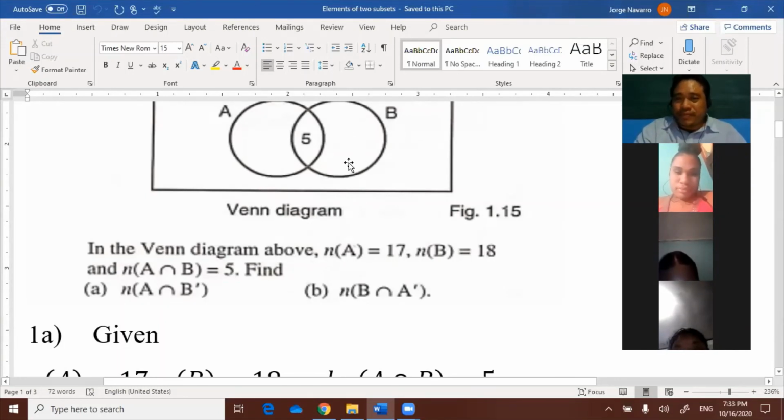Anybody? 13, you say 18 or 17? 18 for that section, darling. So it would, sorry, be 13.